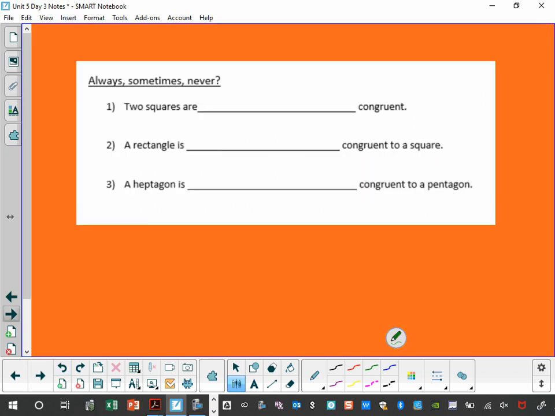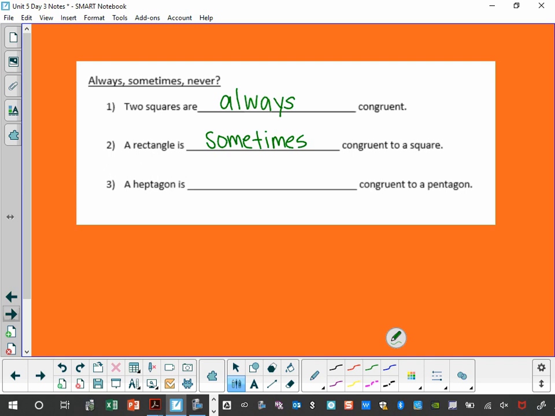All right, always, sometimes, or never. Two squares. Maybe always. Yeah, two squares are always congruent. I've been writing sometimes for the other classes, but now I'm realizing that's going to be always. Or always is a better answer. A rectangle is sometimes congruent to a square. A rectangle could become a square.